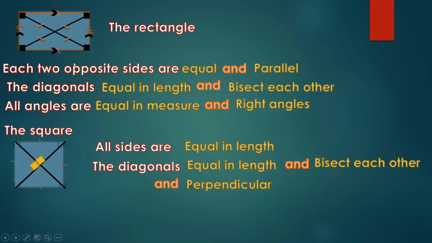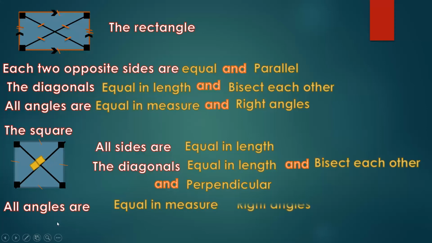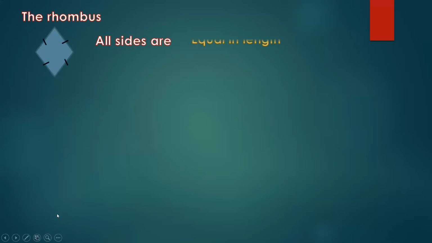So diagonals are equal if we have a right angle, right? Like what? The rectangle and the square. The diagonals are perpendicular if we have equal sides. Like what? Like the square and... yes. The next shape is the rhombus. Let's see the rhombus.